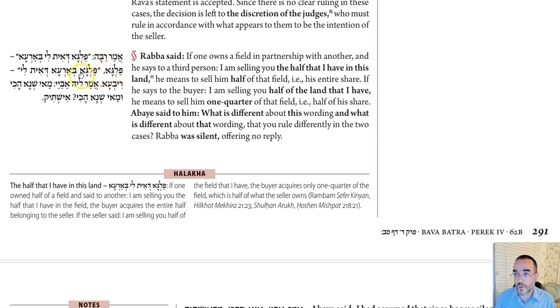However, if he switches the words around a little and he says, palga, half of the land that I have, well, in that case, he means only half of the land that he owns. He only owns half the land. So he's only selling half of the half that he has, which ends up being 1/4. That's Rabbah's statement. Now, Rabbah's student, Abaye, asks, Amar le Abaye, Mai shenachi u mai shenahachi, ishtik. Abaye asks, what's the difference between this formula and that formula? They sound very similar to me.